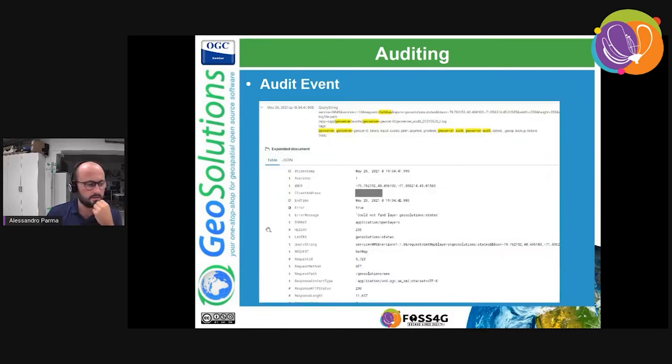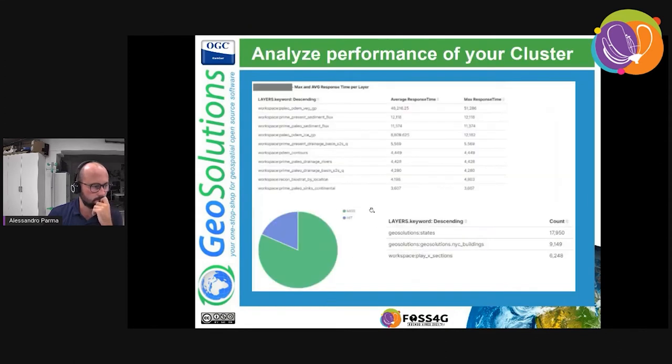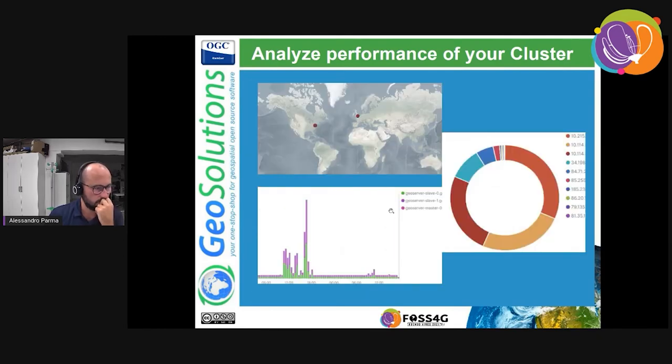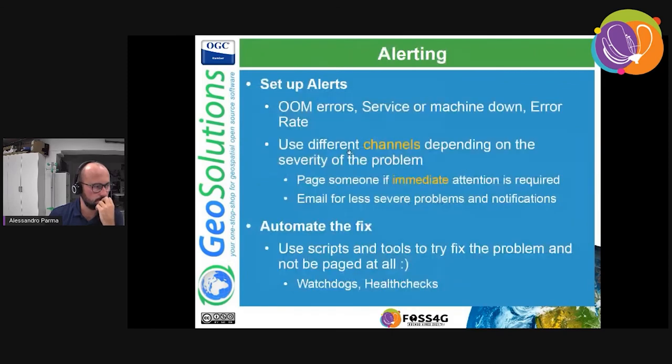Audit logs that you can collect and ingest and create pretty dashboards from. Here you can see an audit event example, the kind of information you have in it: performance, layer, errors, and so on. And here's an example of a small dashboard with performance-related information that you can look at. Things like response time, slow layers, cache hits or misses, and so on. A few more examples: response time, IP of the requesters, and so on.